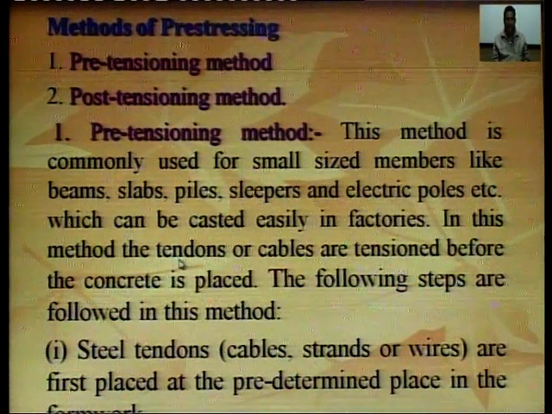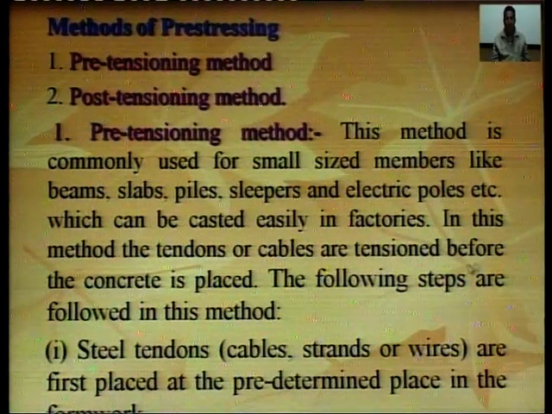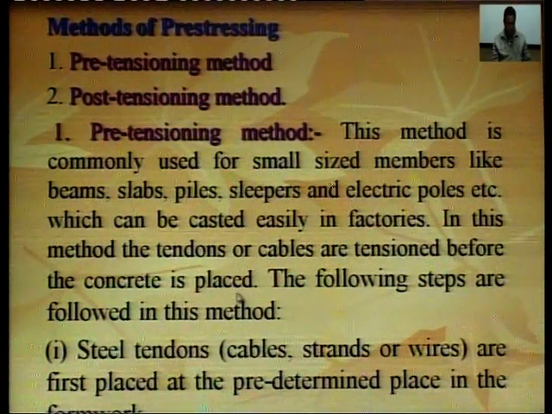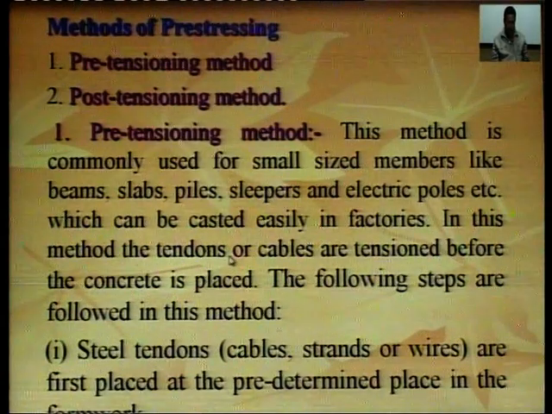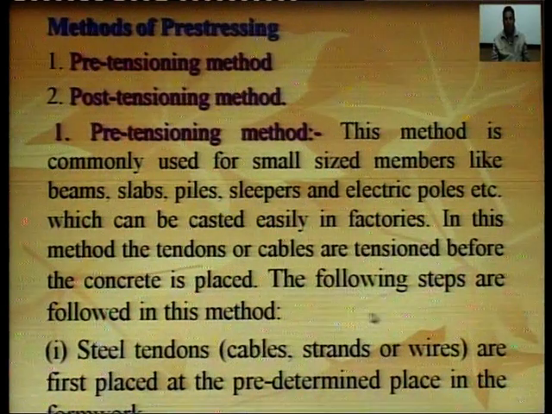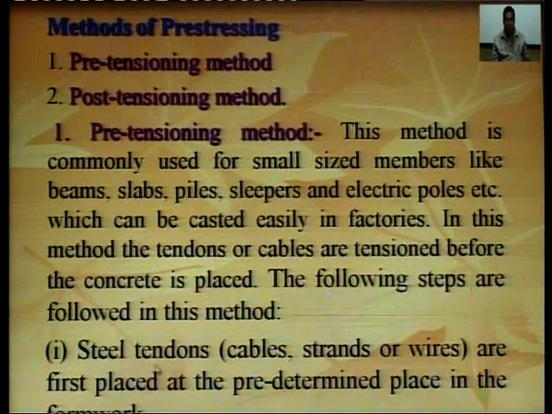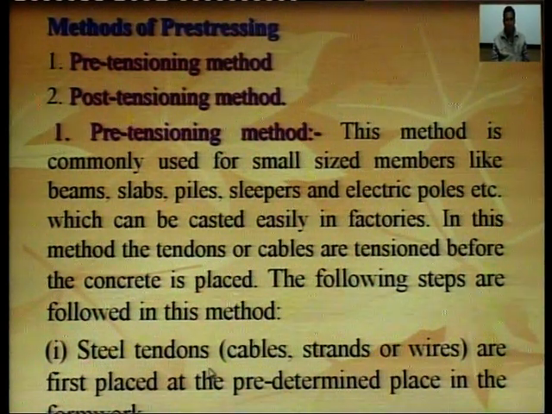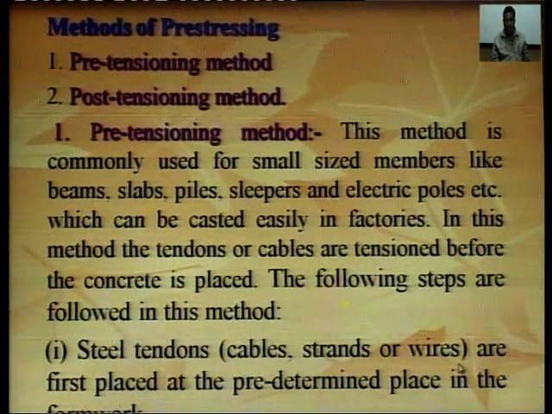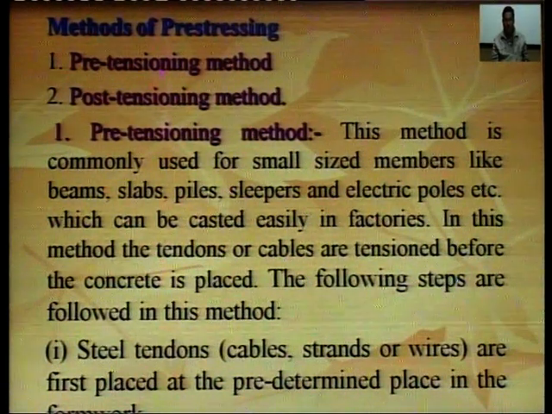In this method, the tendons or cables are tensioned before the concrete is placed. So, in the pre-tensioning method, the tendon or cable is stretched before the placement of concrete. The following steps are followed in this method. So, this is the procedure of the pre-tensioning method. First step is steel tendons, cable strands or wires are first placed at the predetermined place in the formwork.